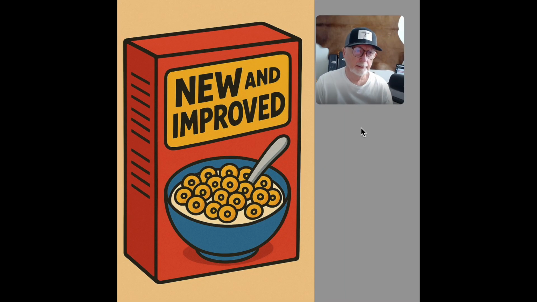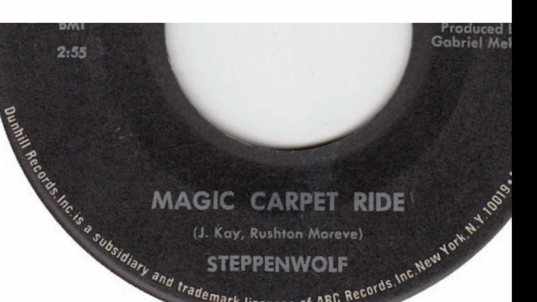Kind of like buying a box of cereal that says new and improved. Is that brand of cereal really significantly better now? Probably tastes pretty much the same. So, Faraday cloth for a ground plane? Not a magic carpet ride.